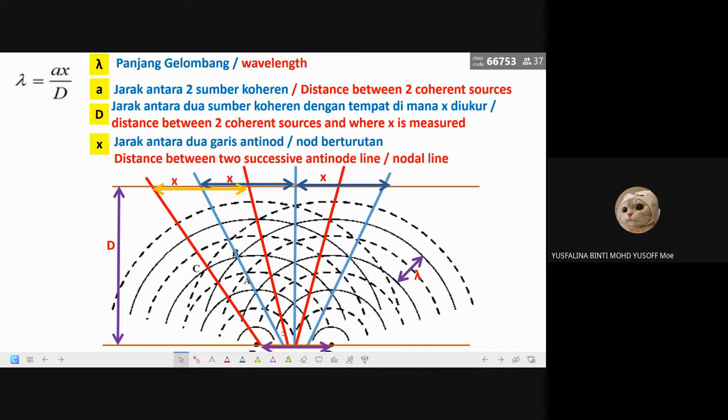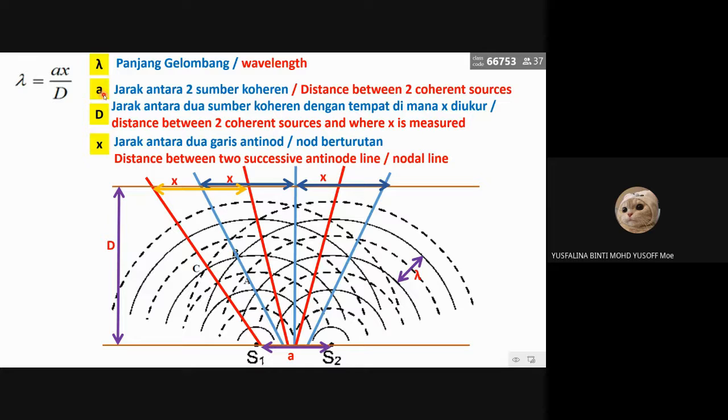Okay, so the first one, the lambda. The lambda is actually the wavelength for the water source. Here you can see from crest to crest is equal to one wavelength. Or you can take from trough to trough like this. That also we call one wavelength. You can take any other part, as long as it is from crest to crest or trough to trough, it is considered as one wavelength.